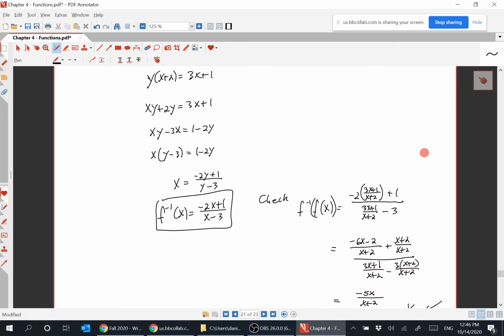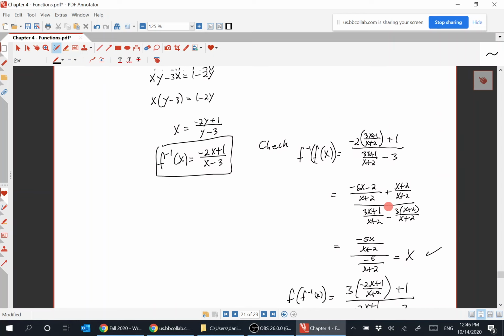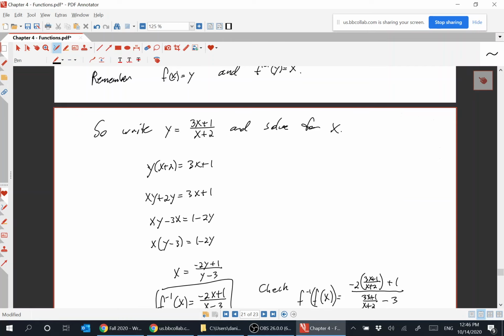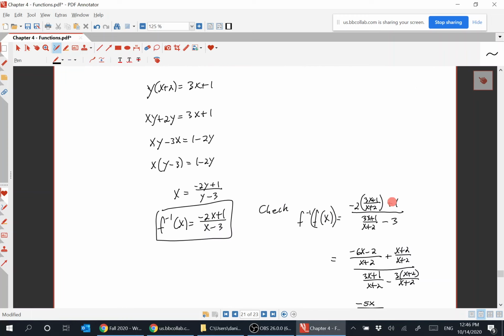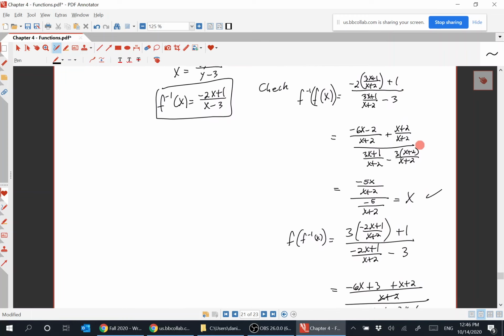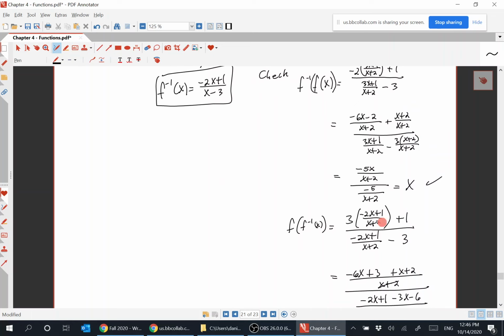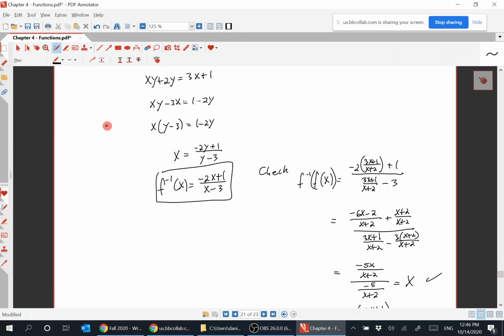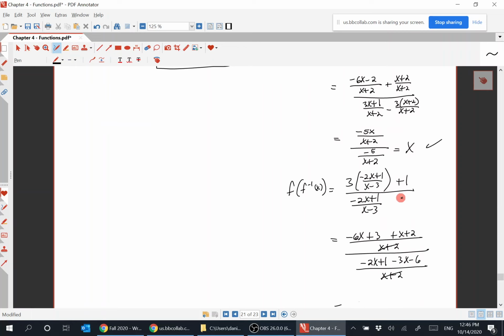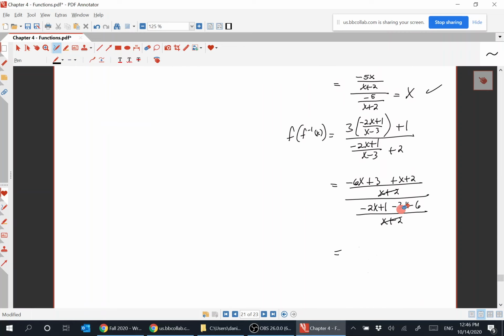Let's see. So it's 3 times minus 2x plus 1 over x minus 3. All right. Yes, this is x minus 3. And then plus 2. This is plus 2. All right, almost there.